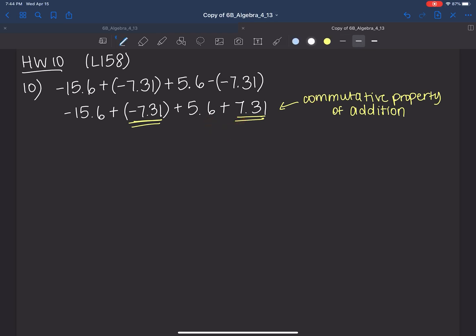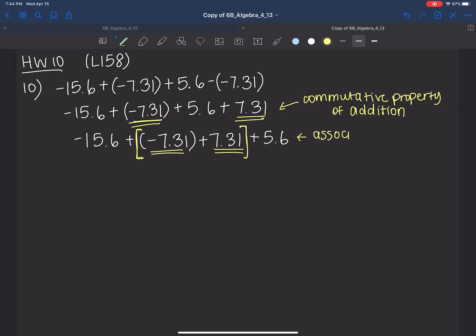I know in class I switched two different ones, that's fine. So I have minus 15.6. And now I have a plus minus 7.31, plus 7.31, plus 5.6. So I just switched the positions of the last two. And now I want to cancel out these two terms in the middle. So canceling them out involves doing this operation in the yellow parentheses first. And the associative property of addition tells us we're allowed to do that.